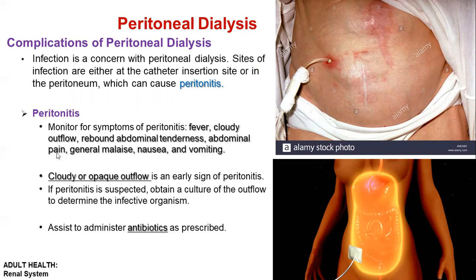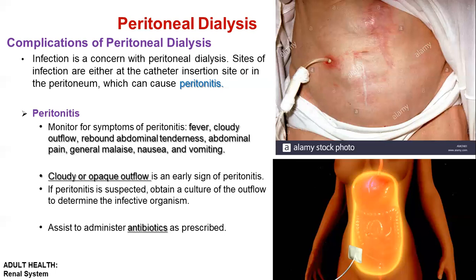So I'm saying infection is a concern with peritoneal dialysis. Sites of infection are either the catheter insertion site or the peritoneum, which can cause peritonitis. So this is the outer layer of the peritoneal cavity, lined by the peritoneal membrane, and this is the insertion. If this membrane is infected, inflammation occurs, called peritonitis. Monitor for the signs and symptoms of peritonitis.